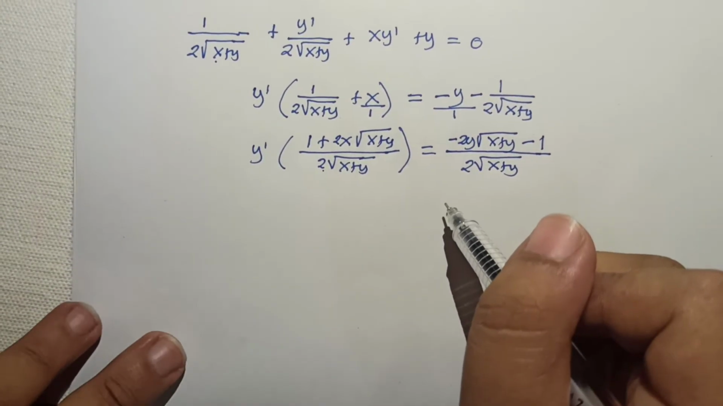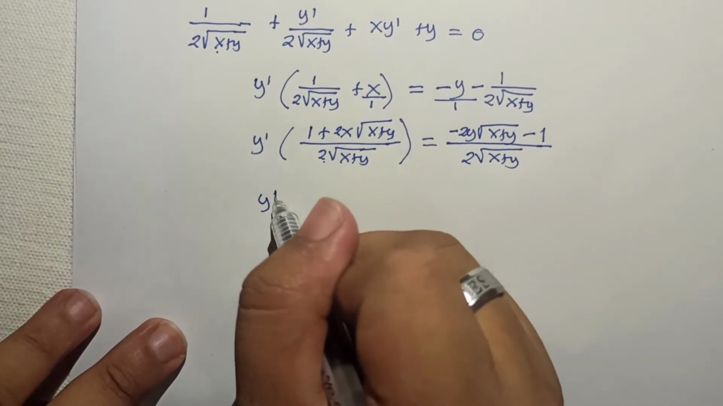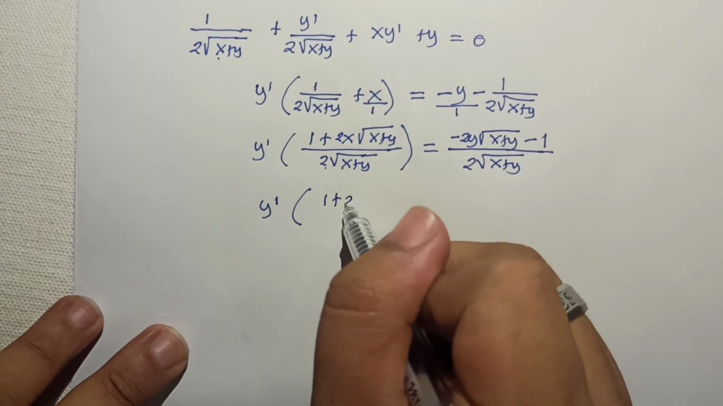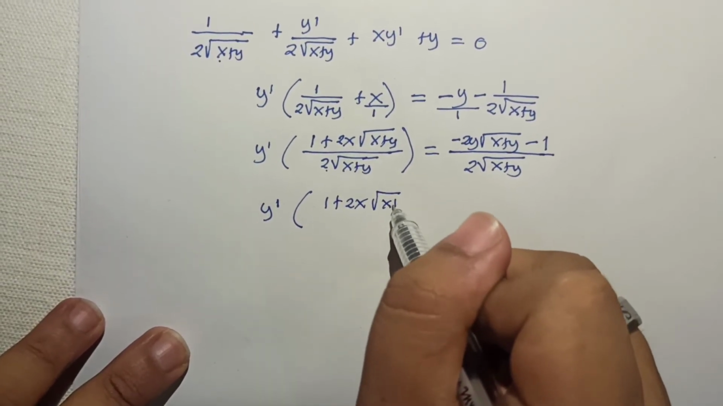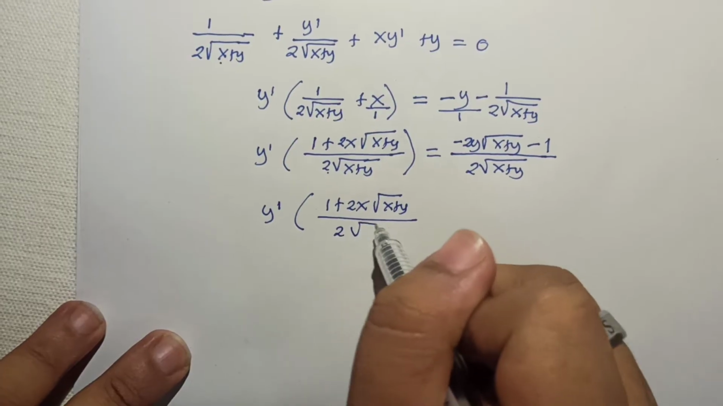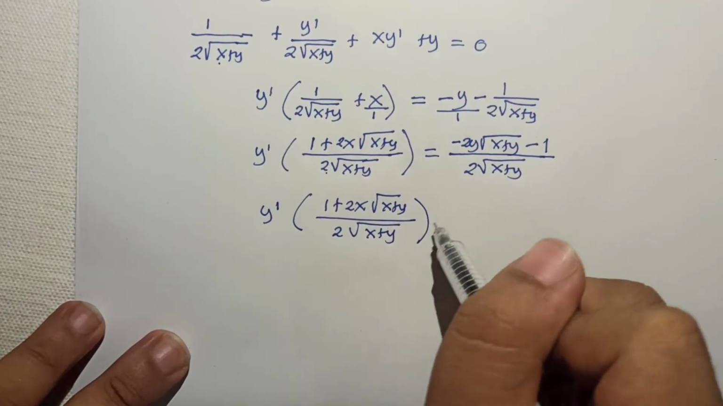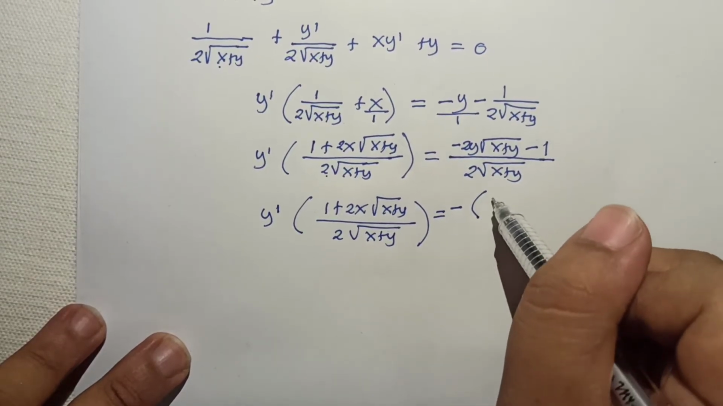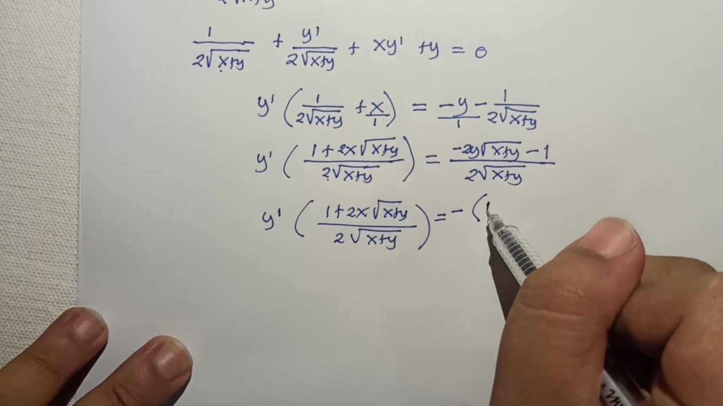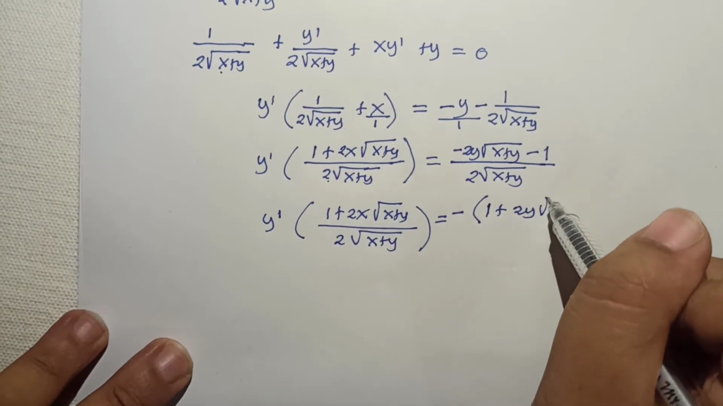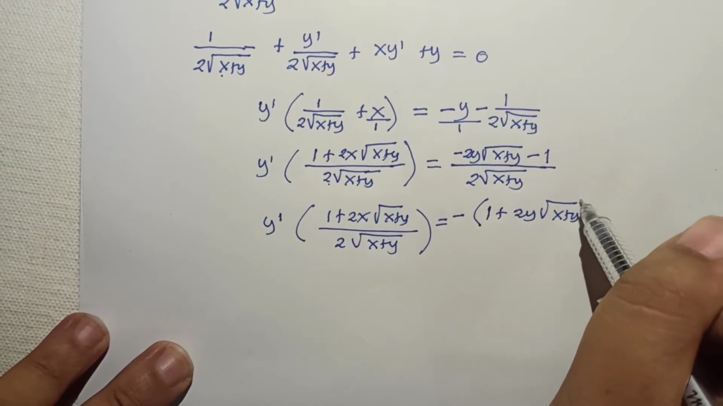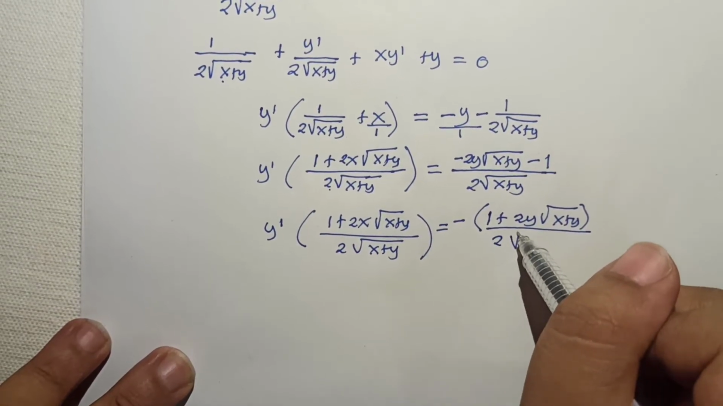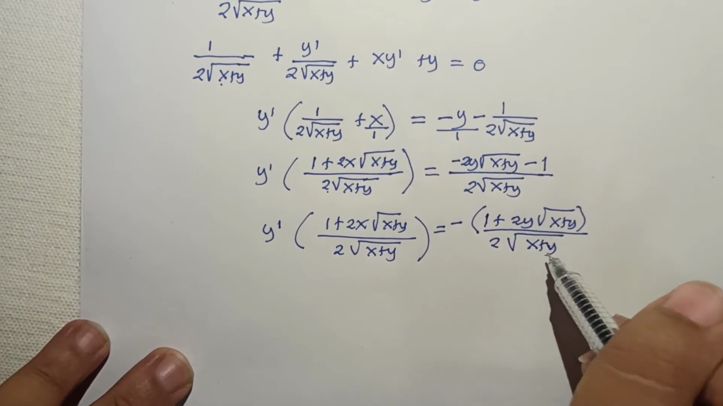Okay. So we could extract this one, y prime is equal to 1 plus 2x the square root of x plus y over 2 square root of x plus y. We could extract the negative. So we have 1 plus 2y the square root of x plus y over 2 square root of x plus y.